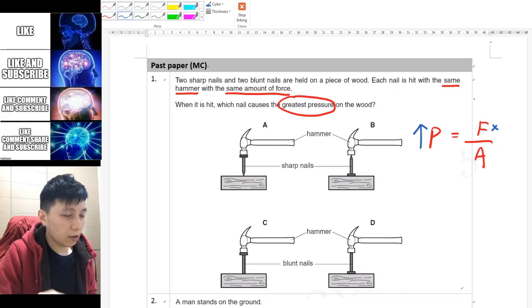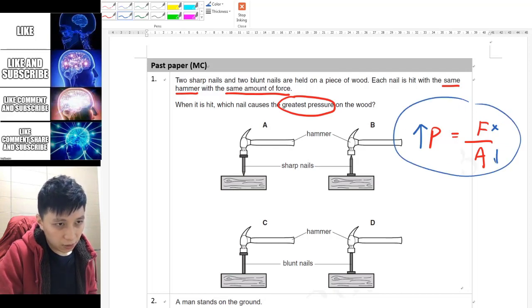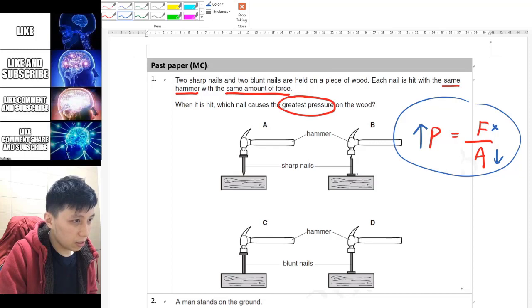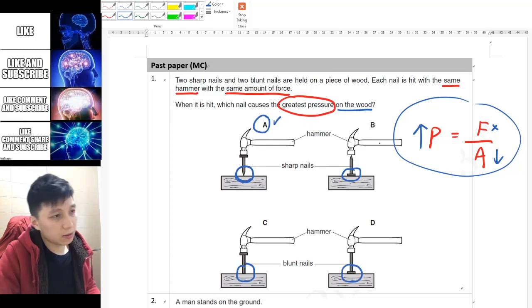And you want to find out greatest pressure. And so in this equation, you need to have the smallest area, right? Smallest area. So obviously, it's more about when you are having the pressure on the wood. So on the wood should be the area between the nail and the wood itself. So obviously the answer would be A.